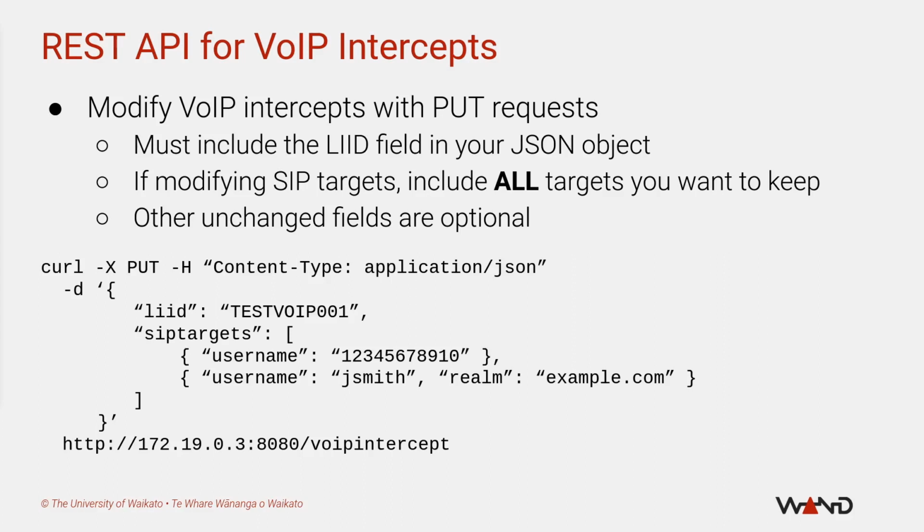However, any other unchanged fields can be safely excluded from the JSON object sent with the put request. You can even exclude the SIP targets list if you're not making any changes to the list at all. In that one case, OpenLI will assume that you want the list to remain unchanged.